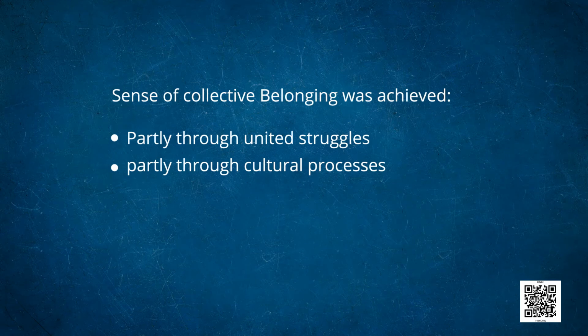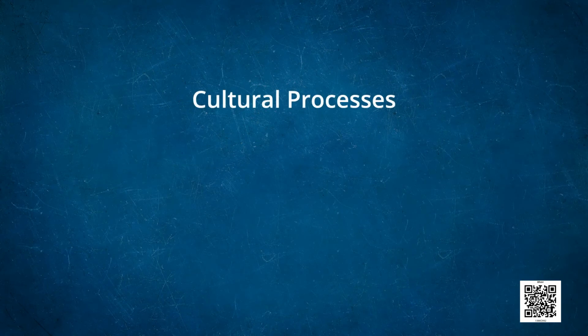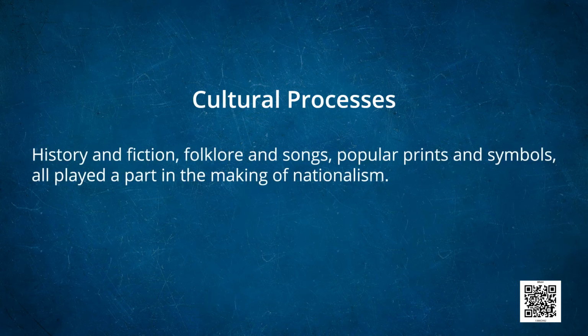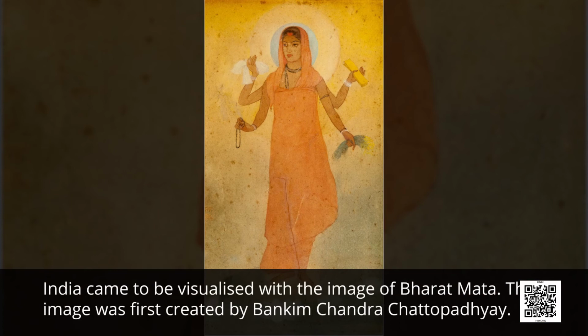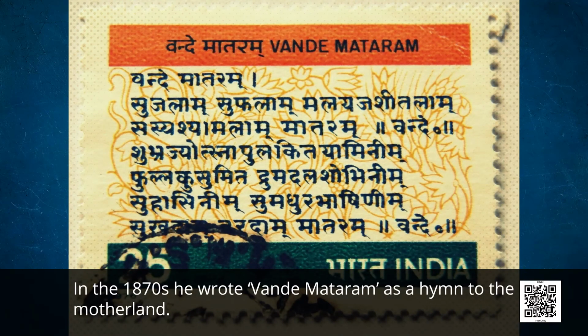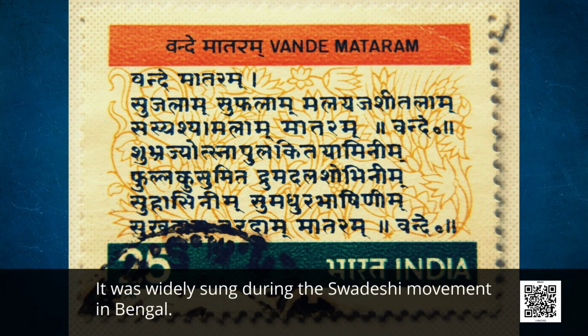We have already talked about united struggles. Now let's understand how nationalism captured people's imagination through a variety of cultural processes. History and fiction, folklore and songs, popular prints and symbols all played a part in the making of nationalism. India came to be visualized with the image of Bharat Mata. The image was first created by Bankim Chandra Chattopadhyay. In 1870s, he wrote Vande Mataram as a hymn to the motherland. It was widely sung during the Swadeshi movement in Bengal.